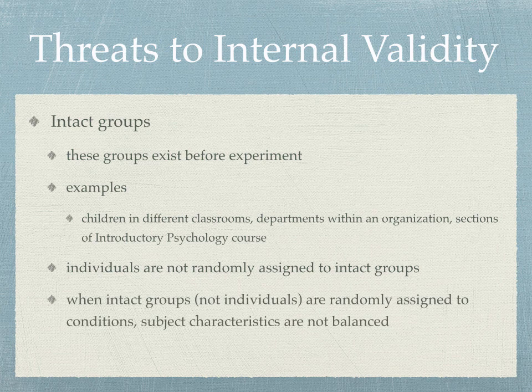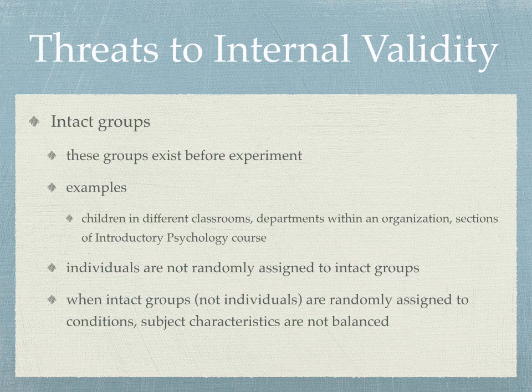When we've got these intact groups, we don't have this random assignment. Again, these subject characteristics are not balanced. If we look at psych majors versus chemistry majors, my guess is, and I don't know this, that there's going to be a proportional difference in gender between those two groups. That there's going to be more females to males in psychology, and there's going to be more males to females in chemistry, would be my guess. Those are subject characteristics that are not balanced between these two groups.